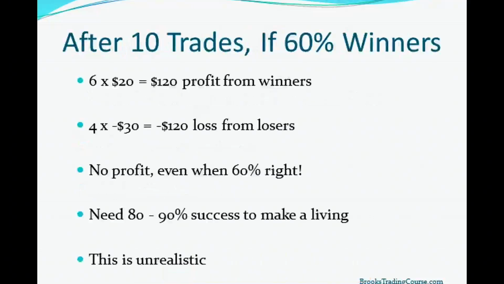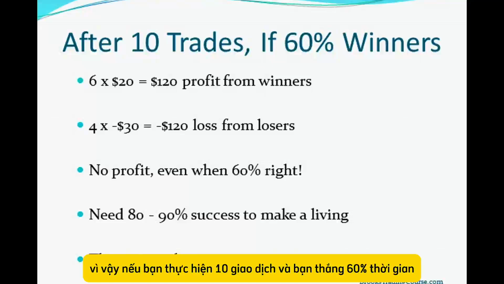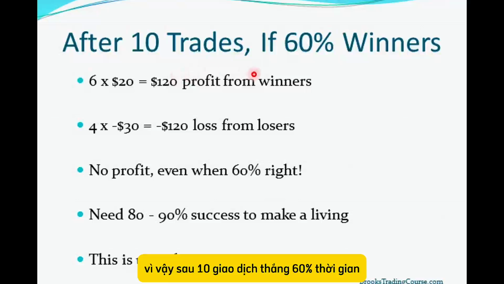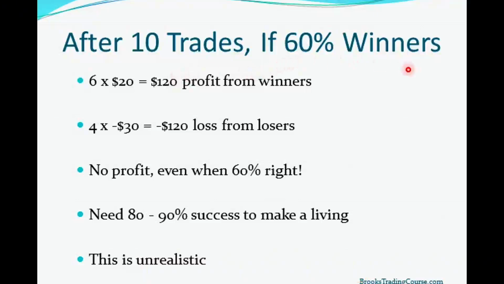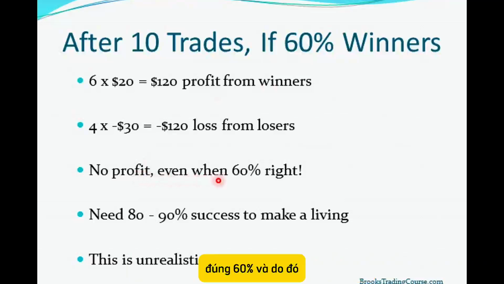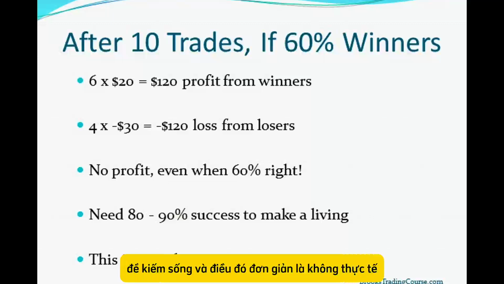So if you take 10 trades and you win 60% of the time, you'll win $20 six times and have $120 profit. You'll lose 4 trades times $30 and you'll lose $120. So after 10 trades, winning 60% of the time, you won't have any profit. And that's being 60% right. Therefore, if you're going for 2 ticks profit, you have to be right 80 to 90% of the time to make a living. And that's simply unrealistic.